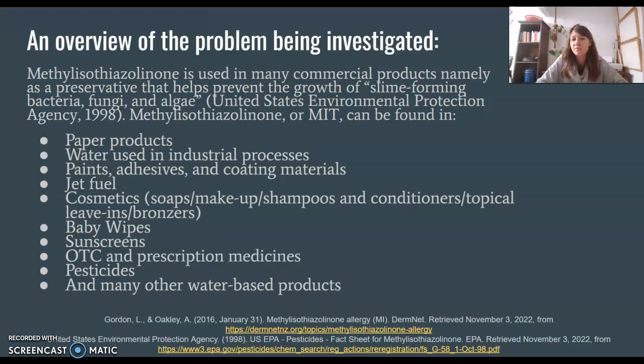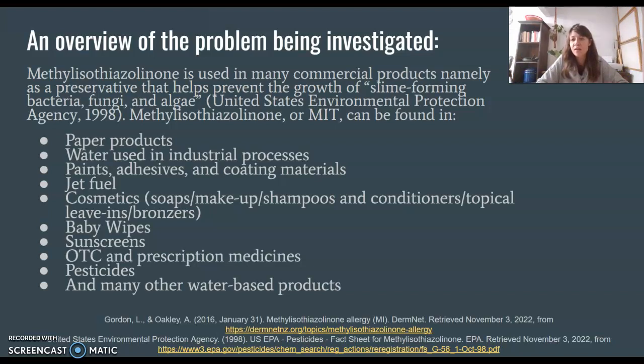So this can be soaps or shampoos, things that you would typically rinse off right away, as well as things that you might leave on for a while, like makeup, topical leave-ins like a leave-in conditioner, bronzers. It's actually found quite commonly in self-tanners. It's also found in baby wipes, which is quite concerning. It's found additionally in sunscreens and many other topical products.